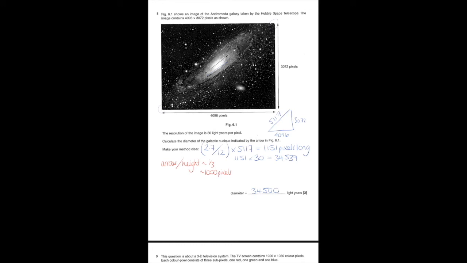Equally, you could use the same argument, but you could do that horizontally. So you could say actually the arrow divided by the width of the image, and that's approximately equal to a quarter, which again, when you look at the width of the image in pixels, is approximately 1,000 pixels. Okay, so there's a few ways you could approach this, but your number of pixels should be 1100 plus or minus 100 pixels. Okay, and then your actual final answer should be 33 plus or minus 3, times 10 to the 3 light years.